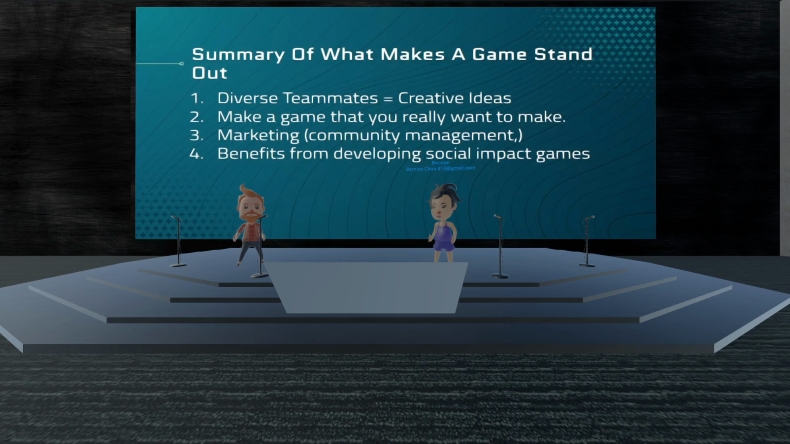This is a summary of what makes games stand out. Number one, diverse teammates equals creative ideas. Number two, make a game that you really want to make. Number three, community management and marketing can also help make your game stand out. And number four, thinking about how your game will affect the world and social impact can be one way to make your game stand out.